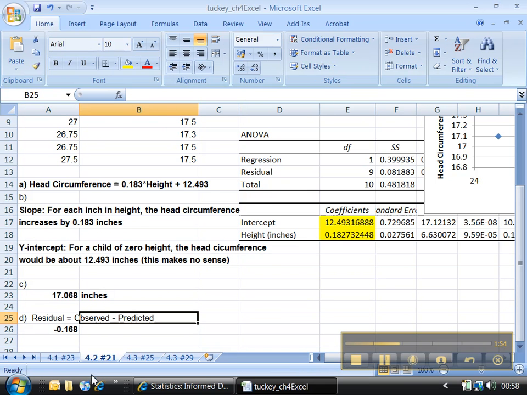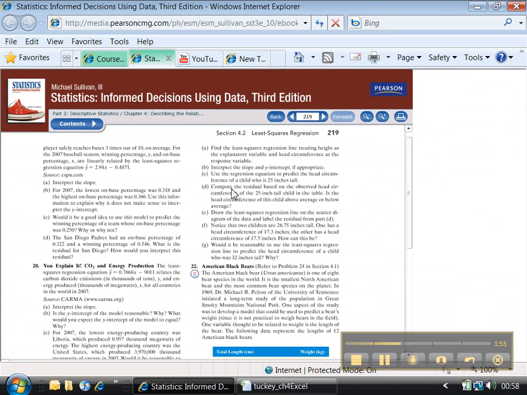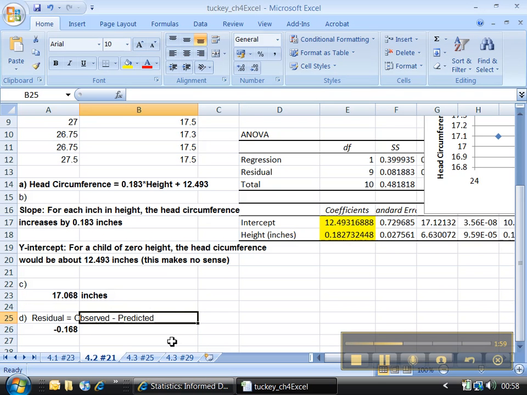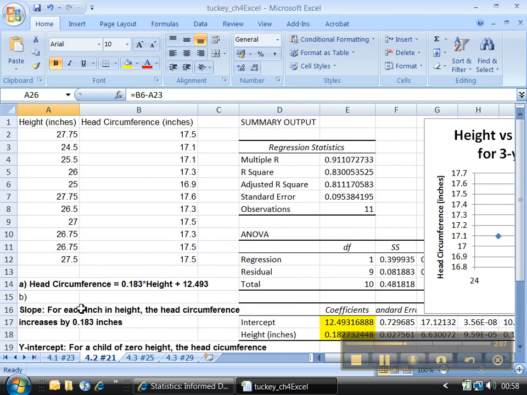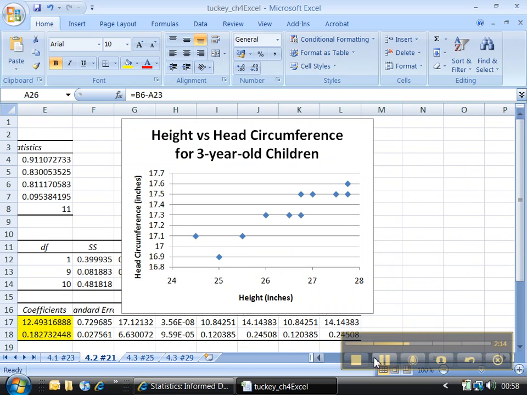Great. All right, let's go back. Found the residual. It was negative, by the way. I don't know if you noticed that. It's negative because we predicted higher than he actually was. In other words, this kid was below the line. If you were to draw the least squares regression line on the graph over here, the kid at 25 is below where the line would be. See the line? All right, let's go back.